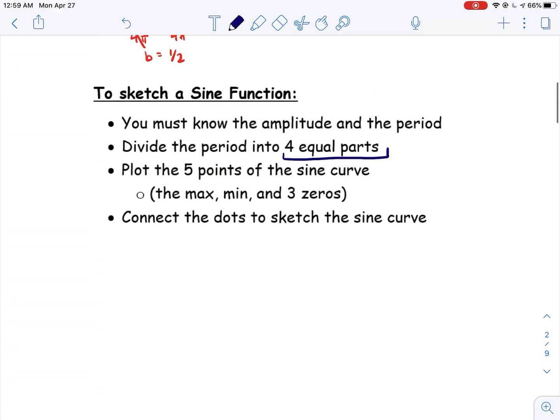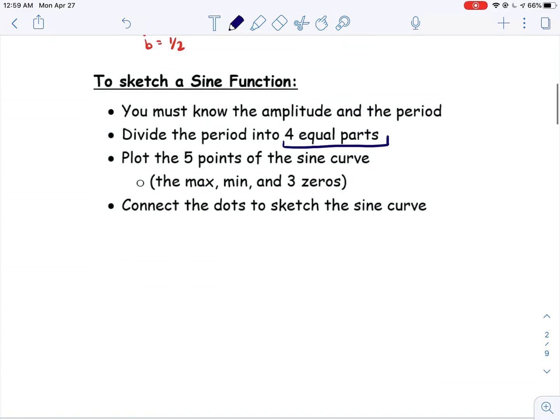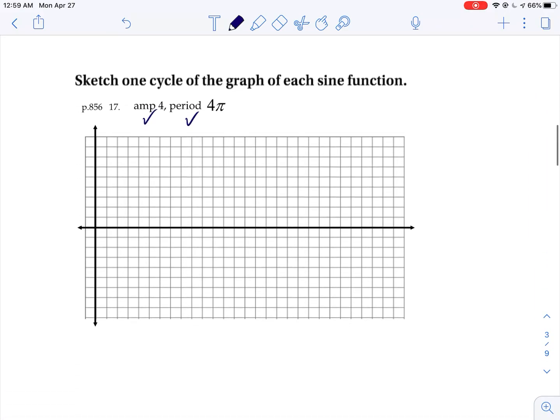So sketch one cycle of the graph of each sine function. So first step, you must know the amplitude and period. Check, check. Step 2, divide the period into 4 equal parts. So if I take this period of 4 pi and divide it by 4, I get pi. Now what am I doing with this pi? Well, basically that's going to be the interval on my x-axis. So I'm going to draw something every time I see a pi.